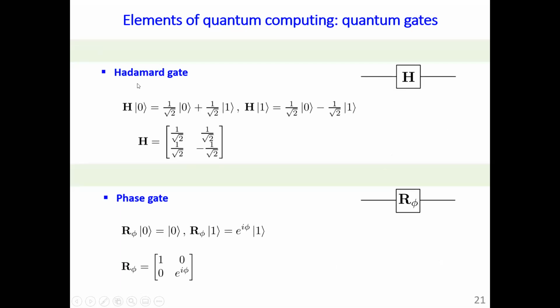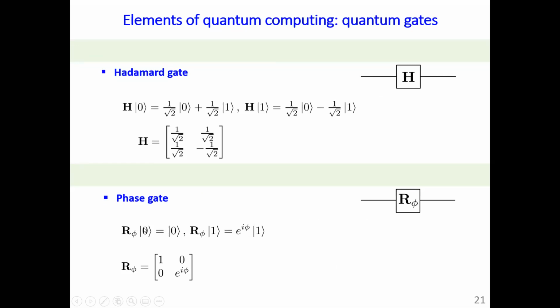Also, we have the Hadamard gate, which generates entanglement. In the matrix representation, it has the following interpretation. And we also have the phase gate, and this gate is a bit interesting. What it does is as follows.